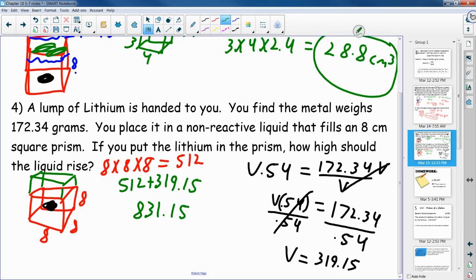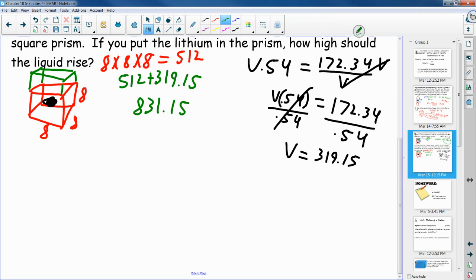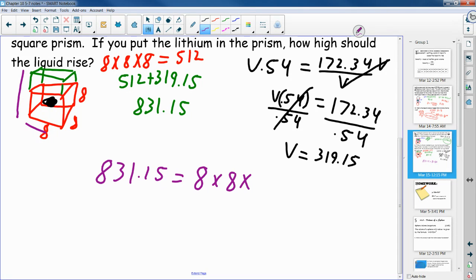Well, how do we find the height of that? We know that to find the volume of any shape, we have the total volume, which we are going to label as 831.15. And then it's going to be the area of the base times the height. Well, the area of the base is a shape that is 8 times 8. And then we want to know the final height of this object over here, because we have the two bases, which are both 8. To find the final height, we need an h, because we don't know how high that is. We just have the volumes added together, which is this number here.